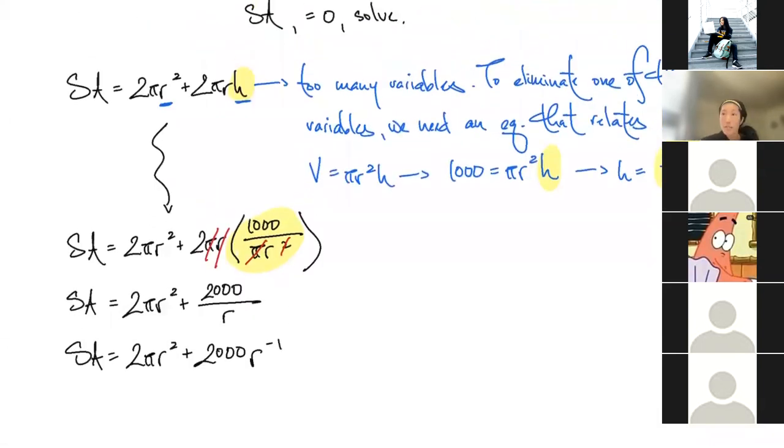All right, let me pause here for a moment before we take our derivative. How are we feeling about the equation that we got for surface area? Are there any questions about where things are coming from or where things went? So far, so good. Okay.